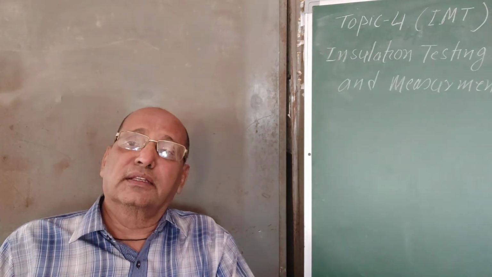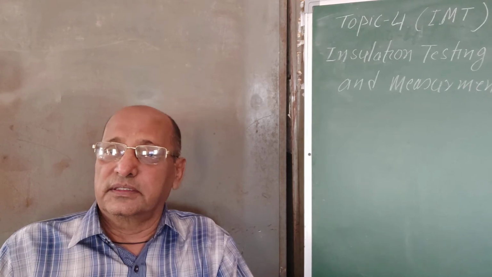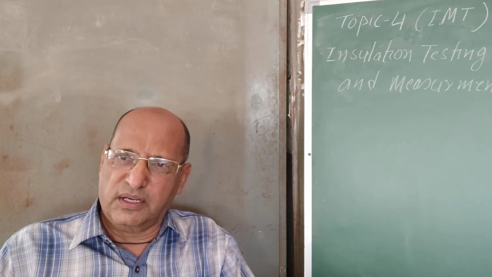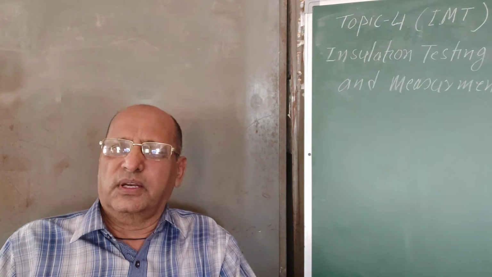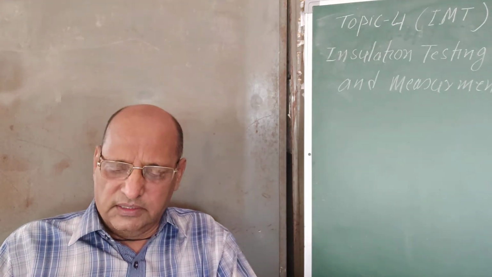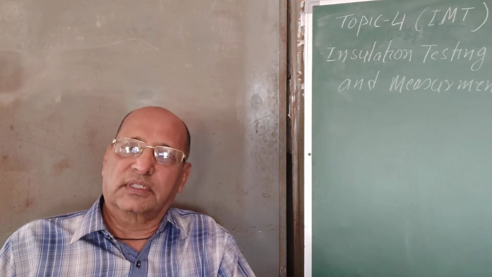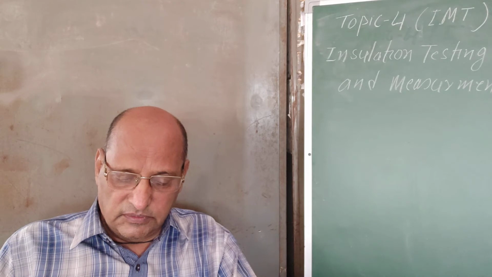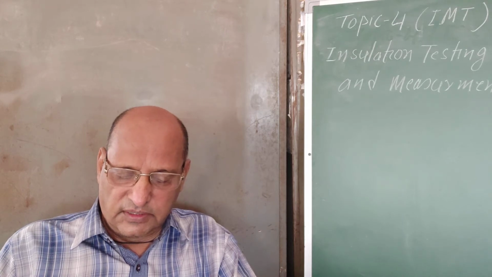Calibration is done in such a way on the scale of the Megger that it reads the resistance in terms of mega ohm. It starts from 1 mega ohm or 0.5 mega ohm to 100 mega ohm, 500 mega ohm, whatever range is given for a particular equipment or particular type of Megger. So this is the use of the instrument, that is Megger, which is used for measurement of the insulation resistance.